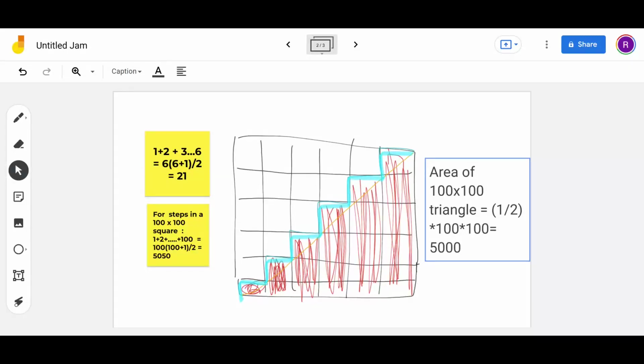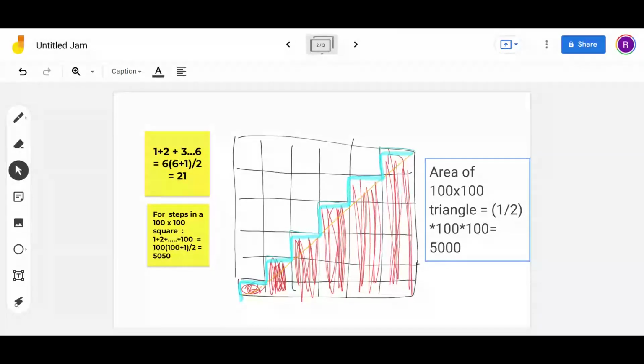Exactly. So we get extra half triangles. Which half triangle? We get a half triangle from here. We get the extra half triangle here. We get one half triangle from every column. There are 100 columns, so 100 half triangles. 100 half tiles makes it 50 tiles in total. That's why 50 squares, exactly.